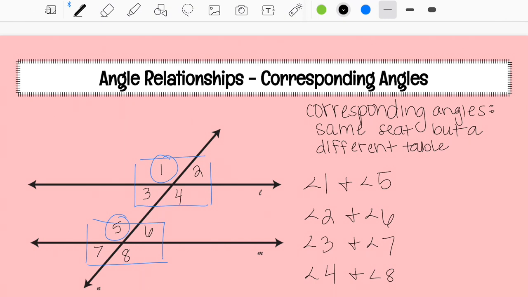So now that we know what corresponding angles are, let's talk about their actual relationship. Corresponding angles, and this is very important, and you guys will look at this in Algebra 1 and Geometry, corresponding angles are congruent. And remember, congruent means the exact same. So let's write this up here. Congruent means the same.